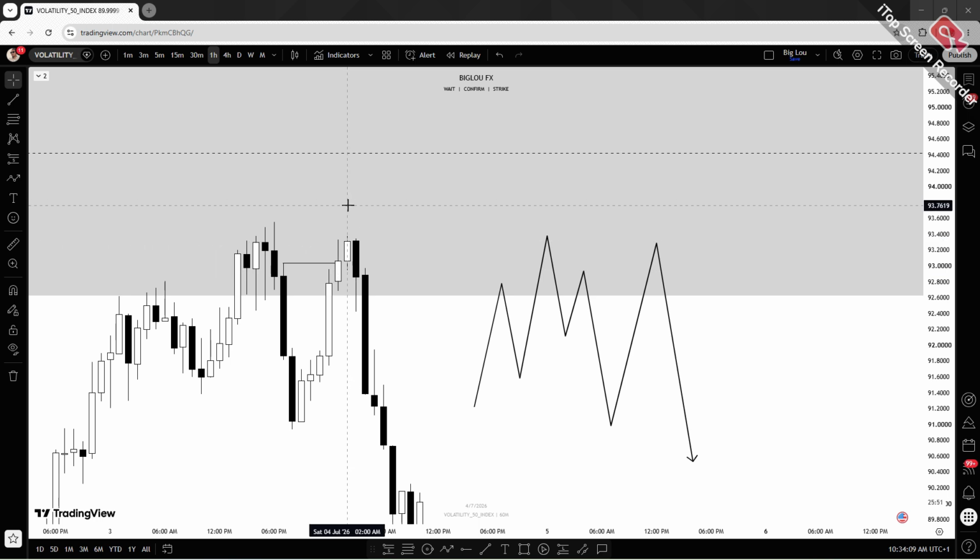It will take you out and then do the main move. So the inducement is not the main move. Market does its main move after inducement. So this was the type of confirmation we got here. Remember, this is not the only type of confirmation.